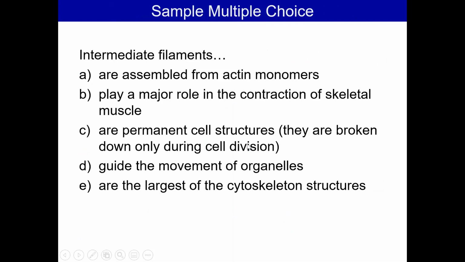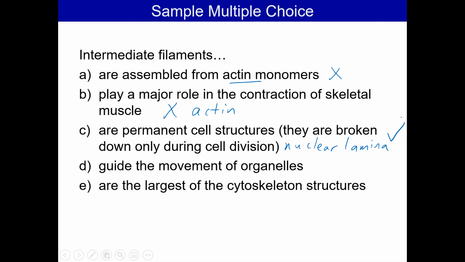So here's a sample multiple choice question. It says your intermediate filaments are assembled from actin monomers. No, that would be microfilaments. Play a major role in the contraction of skeletal muscle. No, that is also actin. Number 3, are permanent cell structures broken down during cell division. So that would be the nuclear lamina. And that is correct. What about the other ones?